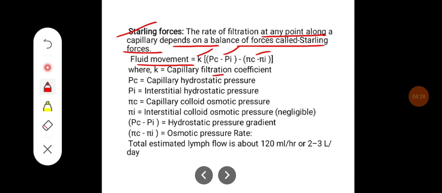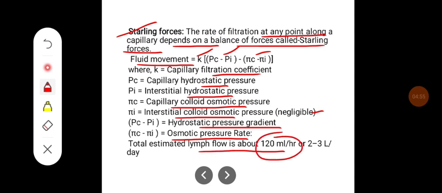Here K is the capillary filtration coefficient, Pc is capillary hydrostatic pressure, Pi is interstitial hydrostatic pressure, Pi C is capillary colloidal osmotic pressure, Pi I is interstitial colloidal osmotic pressure, which is negligible. And so this is the hydrostatic pressure gradient and this is the osmotic pressure gradient. The total estimated lymph flow is around 120 ml per hour or 2 to 3 liters per day.